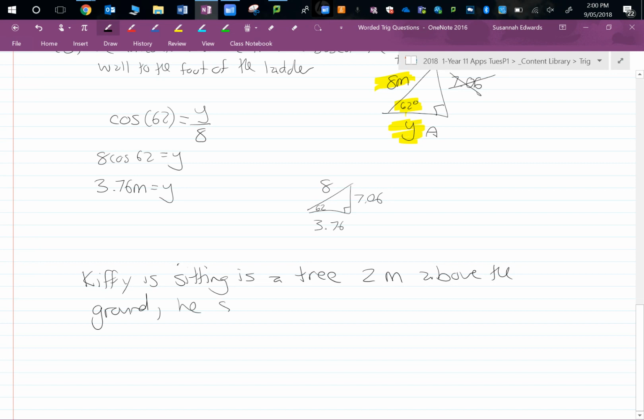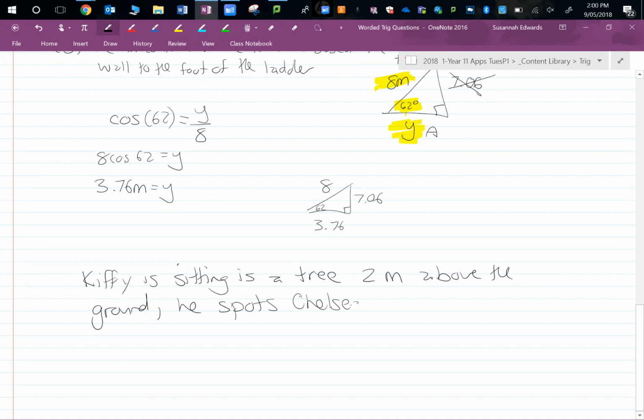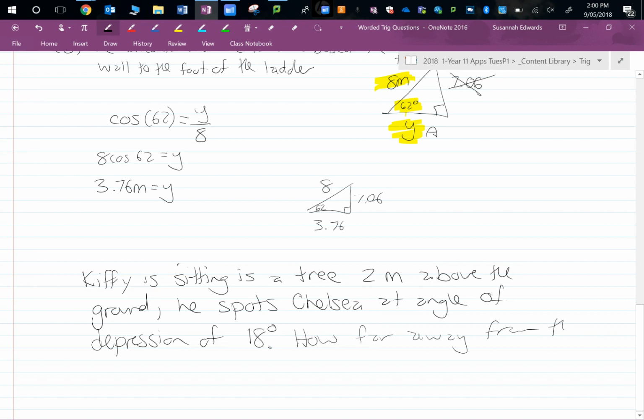He spots Chelsea at an angle of depression of 18 degrees. How far away from the tree is Chelsea?